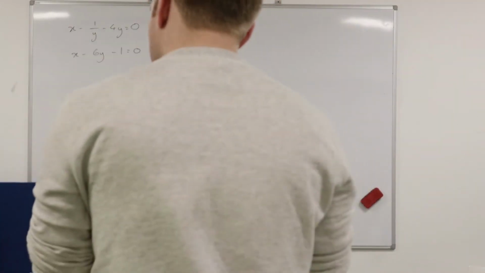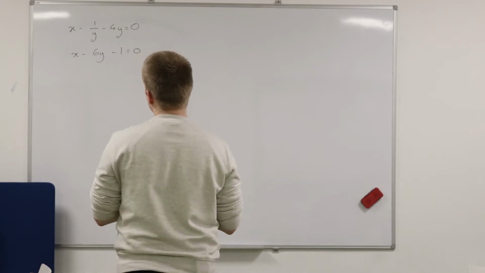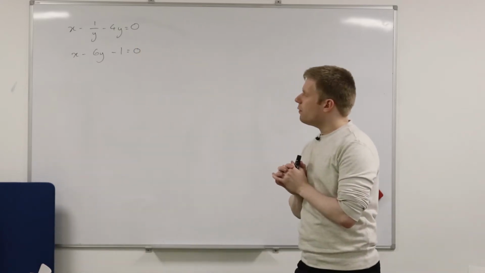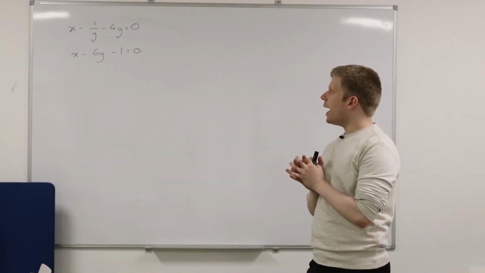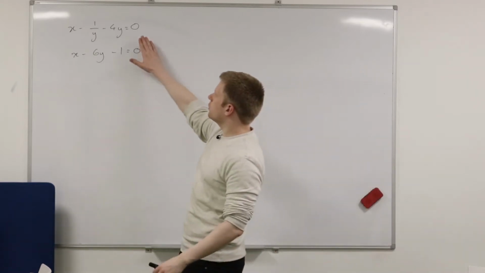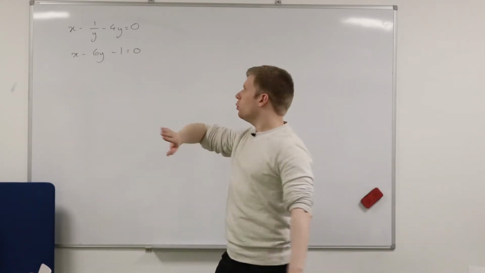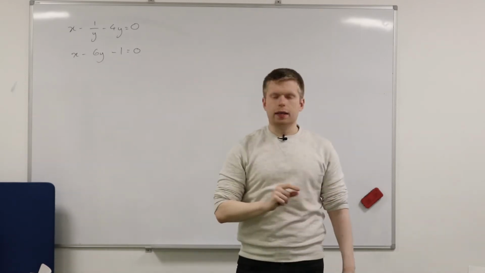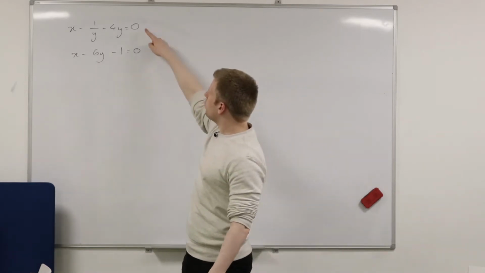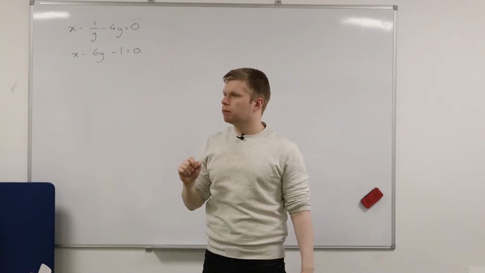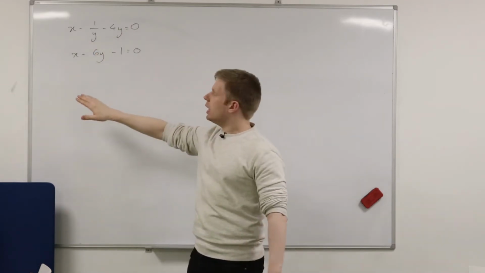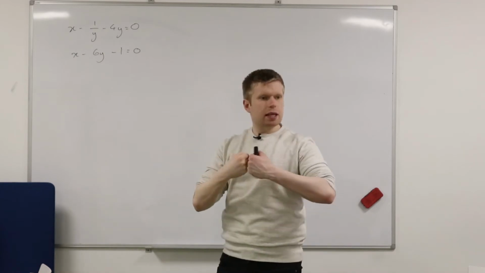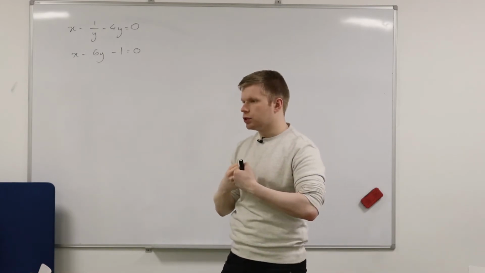Okay, so you're happy these two are slightly trickier, right? Have a look at the first one. We've got x minus 1 on y minus 4y equals 0. We've also got x minus 6y minus 1 equals 0. By the way, you notice both of those things are equal to each other. Because if this thing equals 0 and this thing equals 0, it means they must be the same as each other.